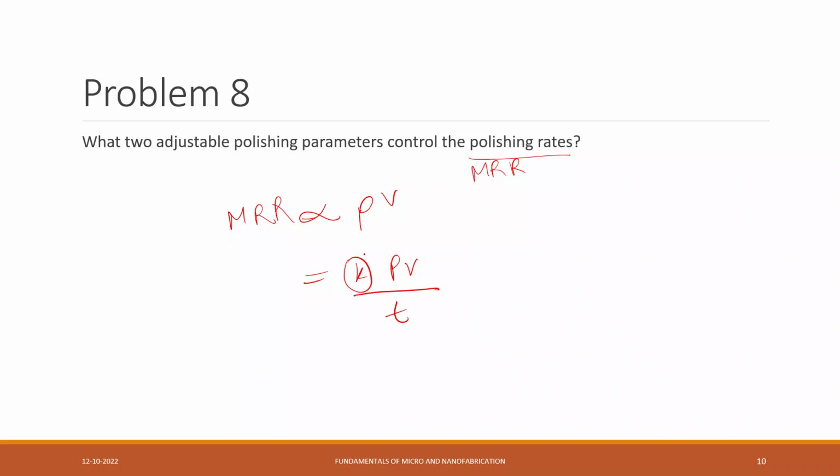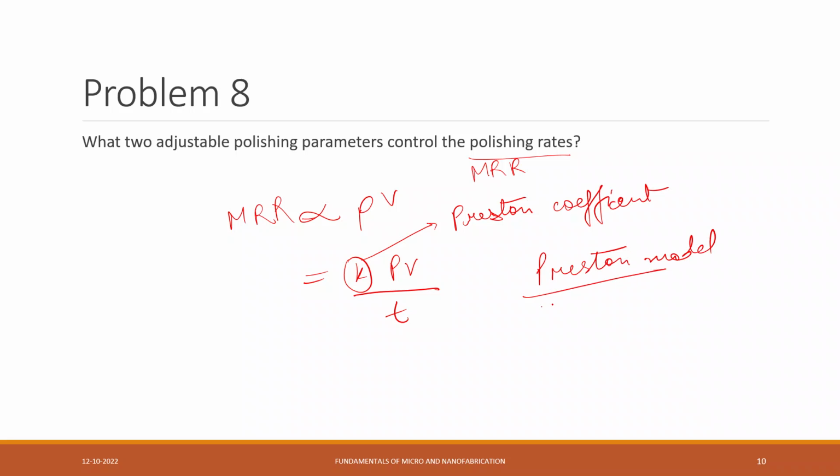Essentially this K is called the Preston coefficient, and this is the Preston model of MRR. So these two are the controlling parameters, polishing parameters that can be controlled.